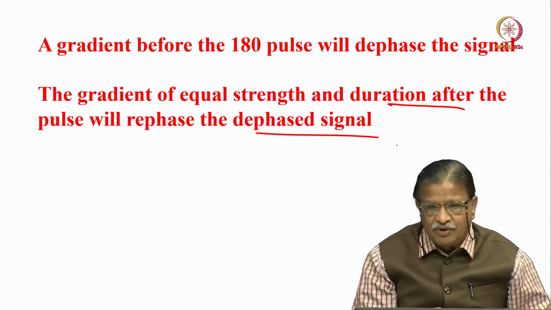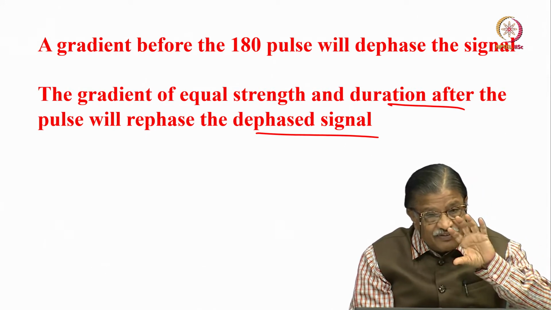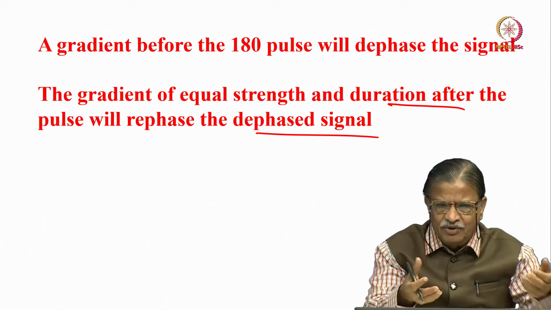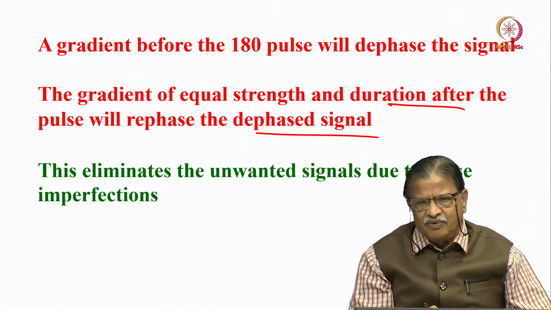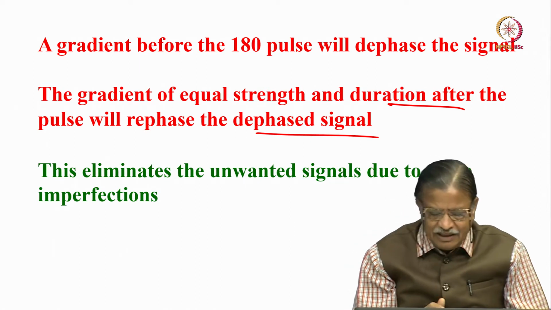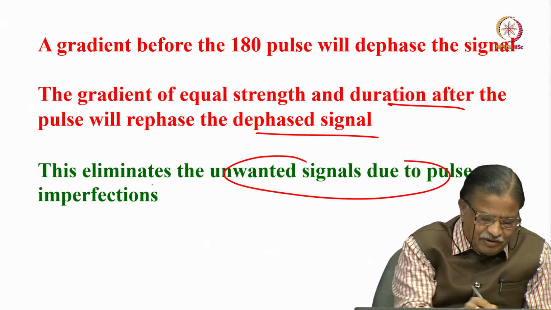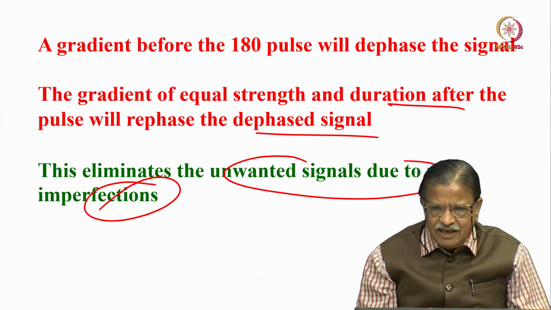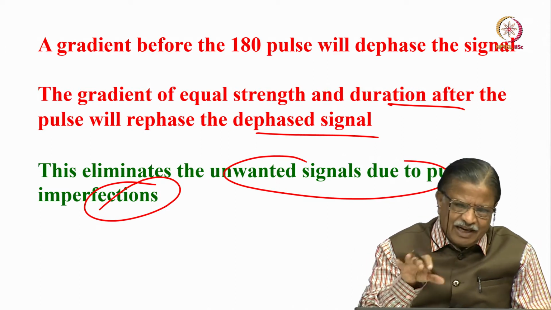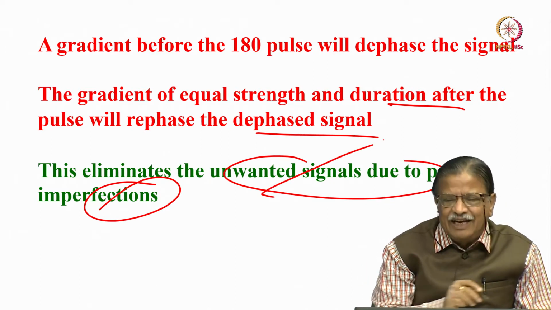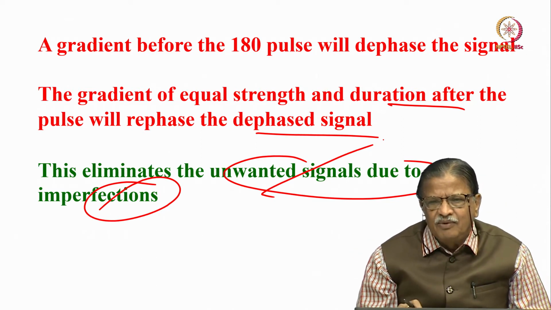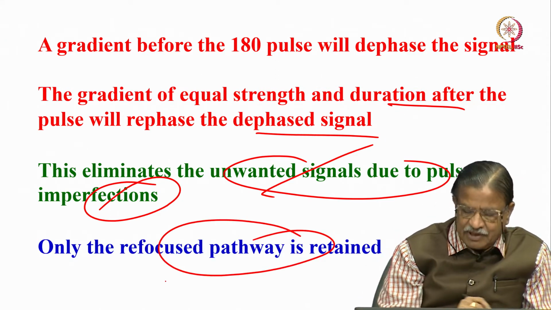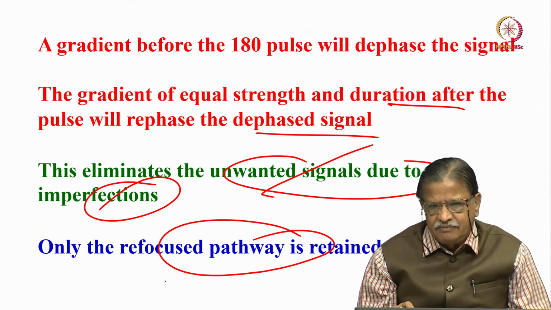Then what is it going to do? It will rephase the dephased signal. Then what is going to happen? This eliminates the unwanted signal due to pulse imperfection. Whatever is dephased will rephase now and delete all the unwanted signal due to the 180 degree pulse imperfection. Then only the refocused pathway is retained.